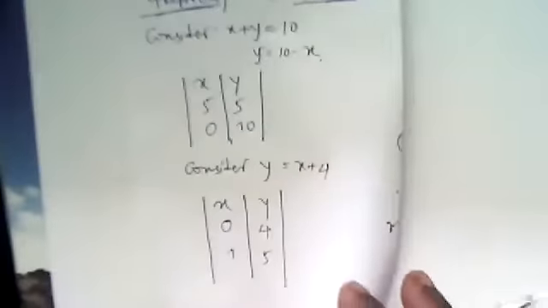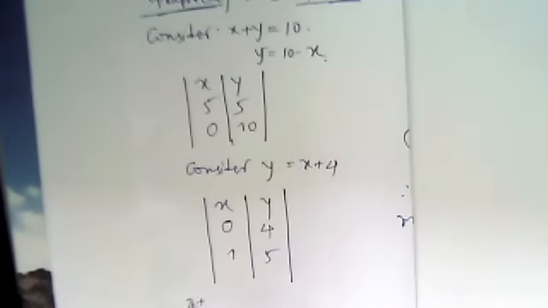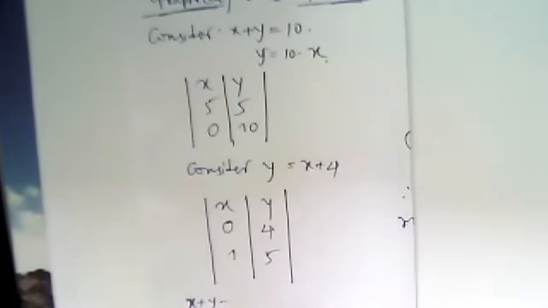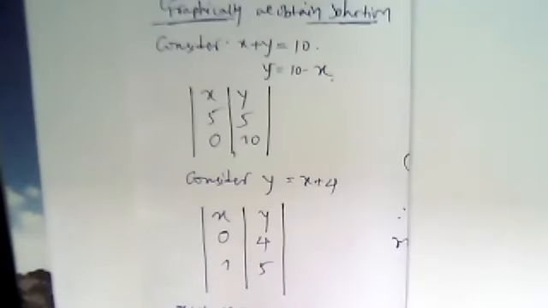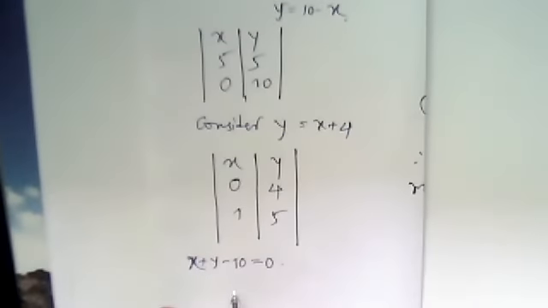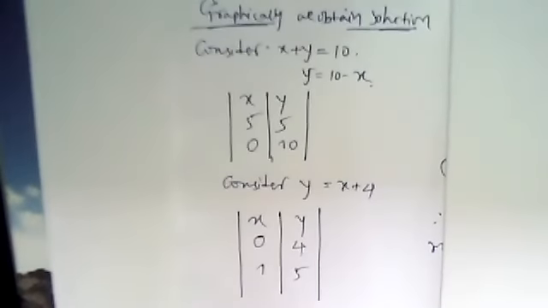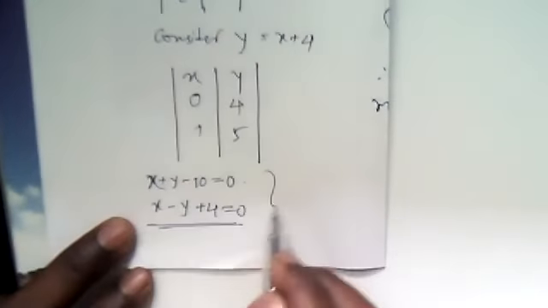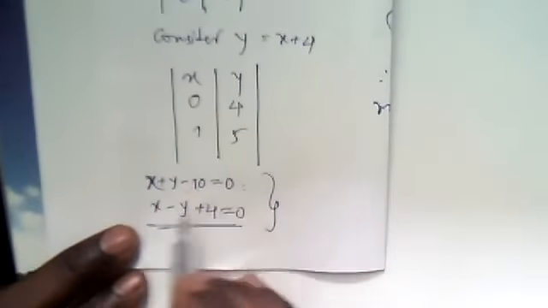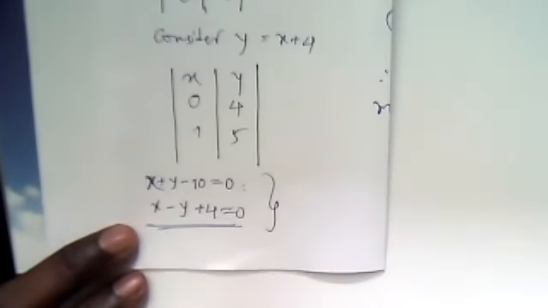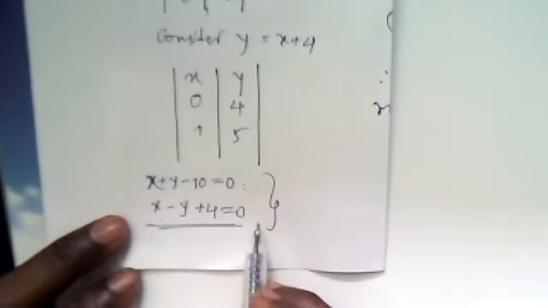What are the two equations? X plus y is equal to 10. It comes to LHS, becomes minus 10 is equal to 0. X plus y minus 10 is equal to 0. But in the other equation, x minus y plus 4 is equal to 0. Just see these two equations: x plus y minus 10 is equal to 0, x minus y plus 4 is equal to 0. Equation 1, equation 2.